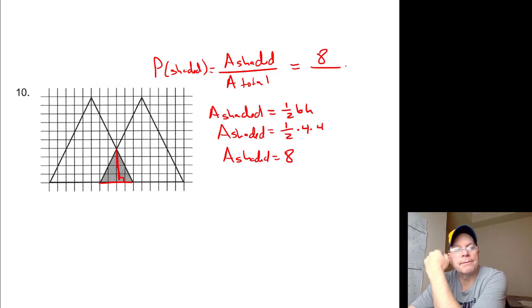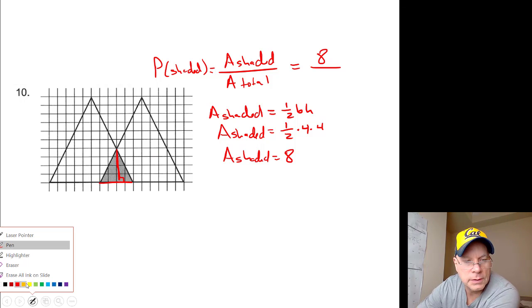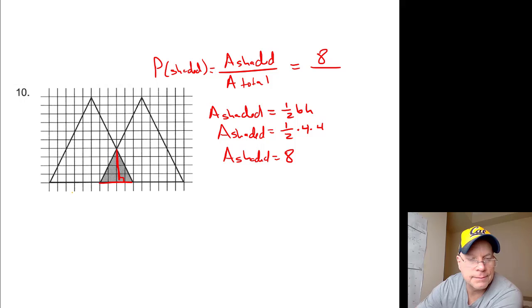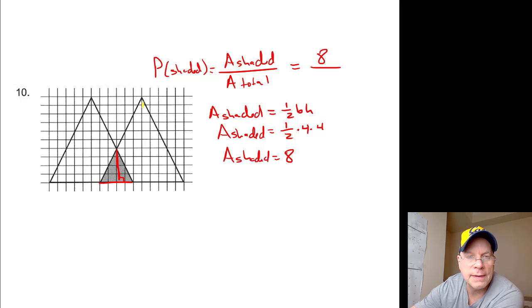Total area is tough. Something like this came up once this year, but probably only once. It probably had to do with intersecting circles though. Okay, it is not easy to find this total area. Here's what you have to do. You have to find the area of this triangle.